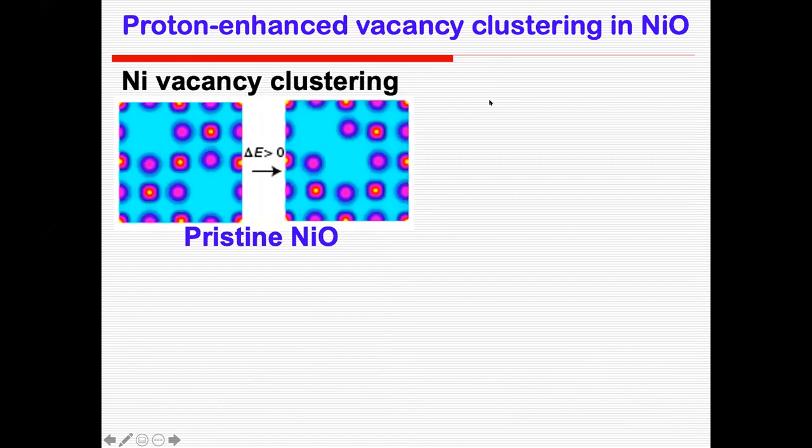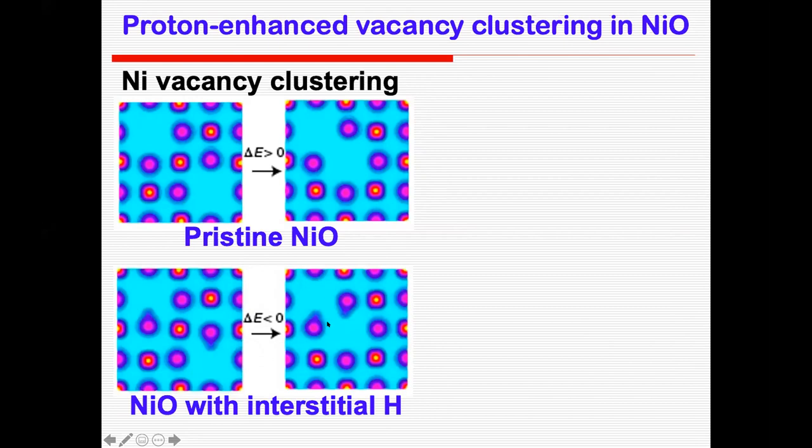If you look at these two, this is a pristine nickel oxide. So we have two separate vacancies. Now if two vacancies are merged together, you can find the system energy is larger. So for the pristine lattice, the two vacancies tend to separate from each other. So no clustering, okay? Now if we have two interstitial hydrogen atoms, we can find the two vacancies can merge together and lead to a smaller system energy. So with the presence of interstitial hydrogen, the vacancies now want to coalesce.